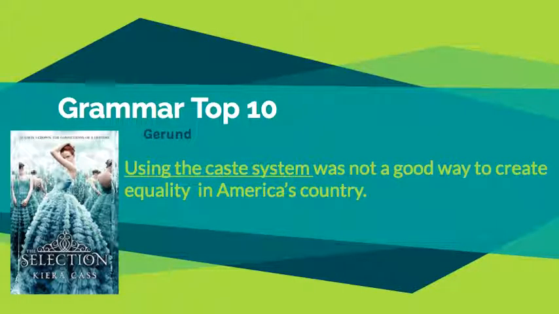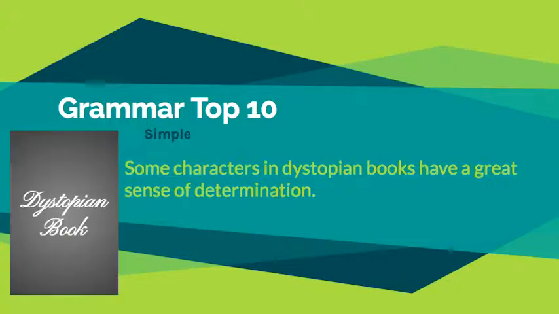This is an example of a gerund. Using the caste system was not a good way to create equality in America's country. A gerund needs to have an ing. The ing that I used in my gerund was using. The gerund can also be replaced with it. I've underlined the gerund. If we replace this with it, it was not a good way to create equality in America's country. This still makes sense, and this is a good trick to finding out if the gerund that you used is actually a gerund.